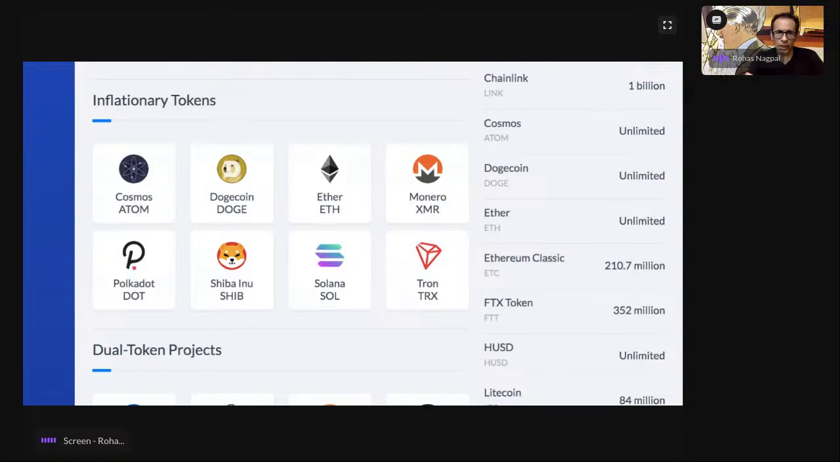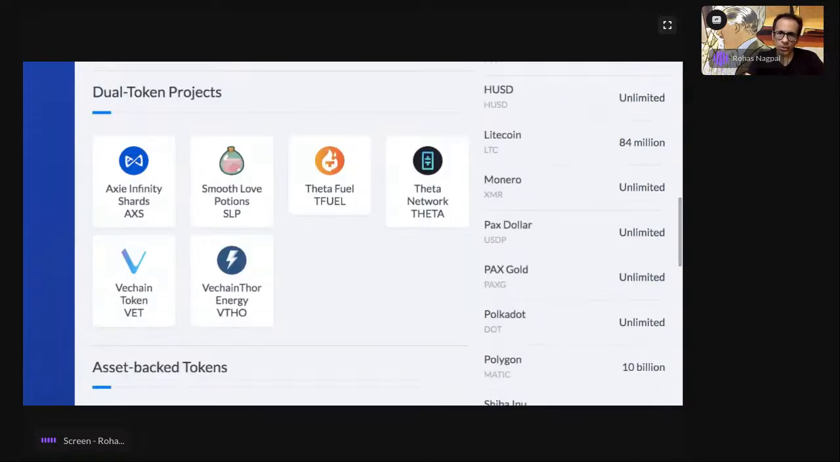Awesome. Then we have dual token projects, which honestly, I really like these kinds of projects. So a dual token project is where a project will have two tokens. Of course, I'm sure in future we are going to have projects with multi tokens. So one example would be Axie Infinity and Smooth Love Potion. They're both part of the same ecosystem. We have Theta Fuel and Theta Network, again part of the same system. And we have VeChain and VeChain Thor Energy, part of the same system.